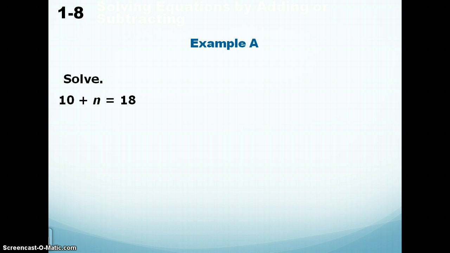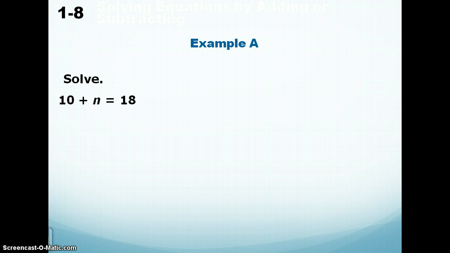So let's solve 10 plus n equals 18. To think ahead, we could see that we know n is going to equal 8. But how do we show our work? All of your teachers in the future will expect you to show your work in a certain way. When you get to algebra next year, they're going to expect that you can show your steps vertically.